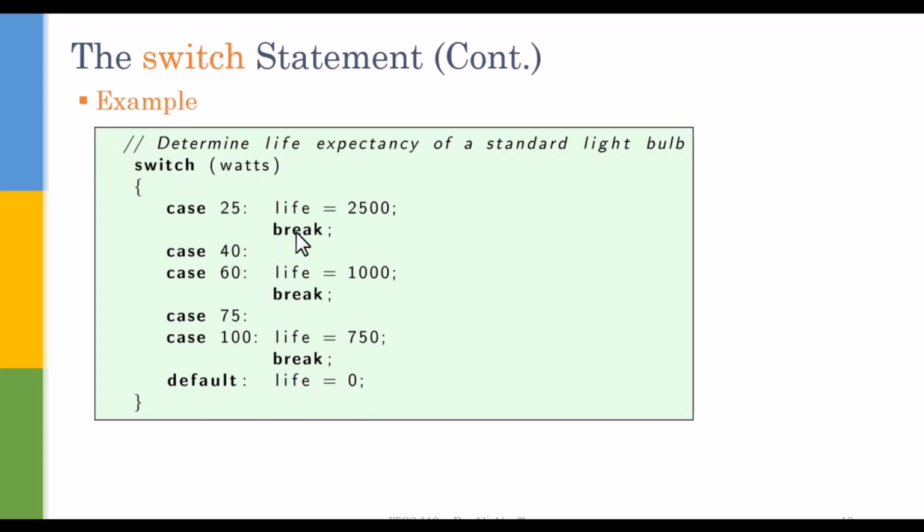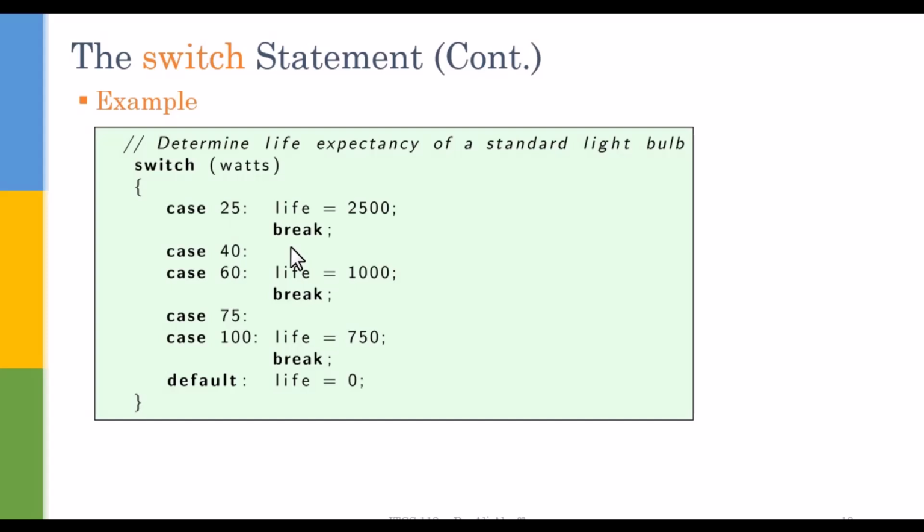Now again, if you remember for a break, we say that a break is like a wall. When it comes to break, it will take you outside. But what if you don't have a break? See for case 40, there is nothing in here. And also see for case 75, there is nothing. So what happens if wattage is equal to 40? First, the computer will check at 25. It is not 40. Now, when it sees 40, it will go inside.